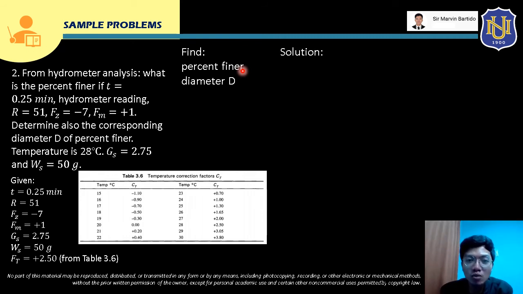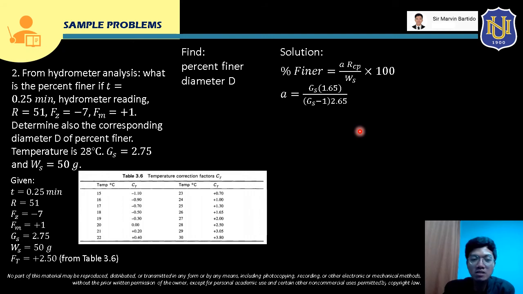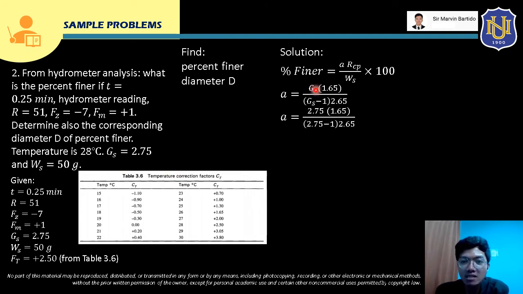Okay, so for our solution, para dun sa percent finer, so we're going to use this formula. So we need to solve for A. Now, yung A class, that is G sub S times 1.65 over G sub S minus 1 times 2.65. So, yung given G sub S natin ay 2.75. So, substitute lang natin class. Okay, and then solve for the value of A. And the value of A is 0.978. So you can check that, ha? So 2.75, 1.65 over 2.75 minus 1 times 2.65. So the answer really is 0.978.